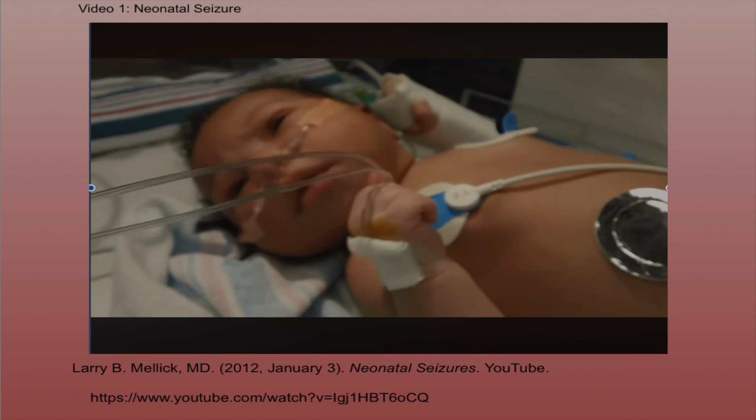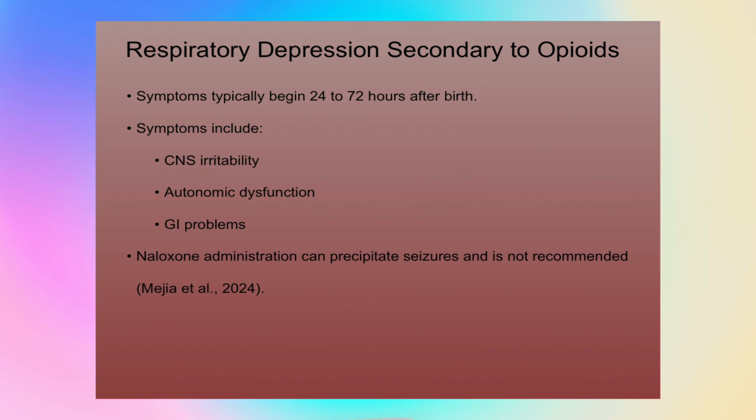The symptoms of this condition would include central nervous system irritability, so that could present with tremors, a high pitched cry, decreased sleep, and seizures. We may also note autonomic dysfunction with fever, sweating, and tachycardia, and GI problems such as feeding difficulties and loose stools. The management for these patients is to provide ventilation support and transport. We should avoid administering Narcan to neonatal patients that we suspect have respiratory depression secondary to opioids, as that can precipitate seizures and is currently not recommended.